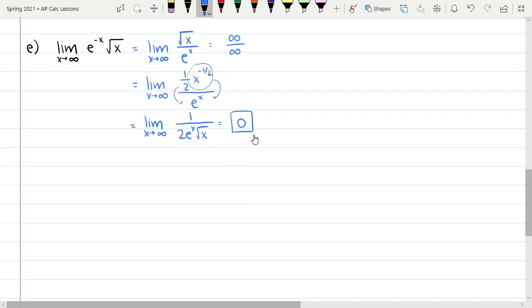All right, so this is L'Hopital's rule. As you can see, it's a pretty nifty and handy little tool that we can use if you're trying to evaluate a limit. All right, good luck.